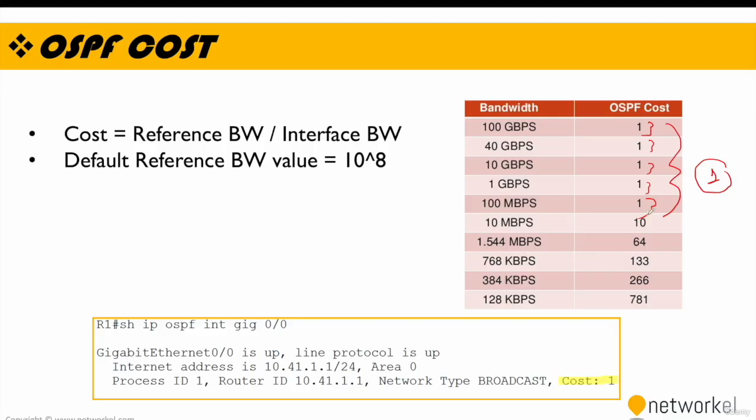So how can you verify it? The command is show ip ospf interface and the interface. Then you should be able to see the cost of this interface. Since this interface is a 1 gig interface, the cost you should see is 1, and it is shown like in here.